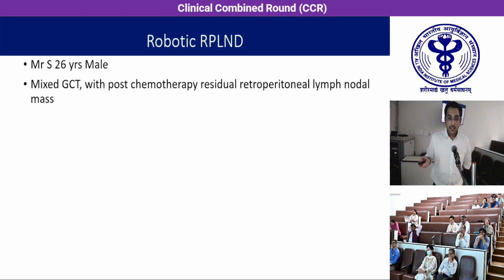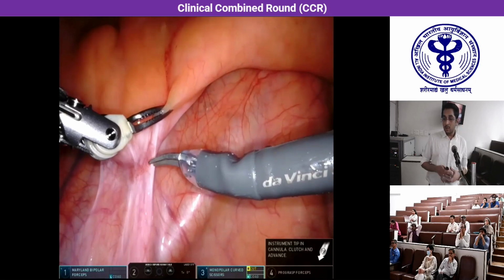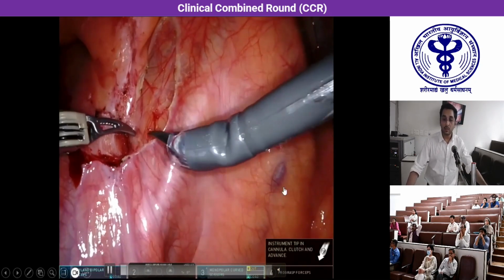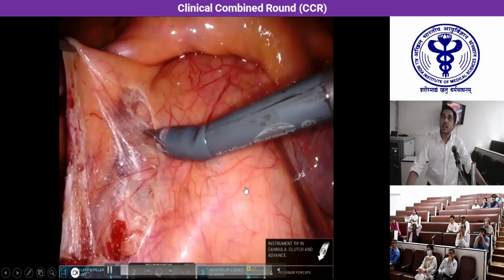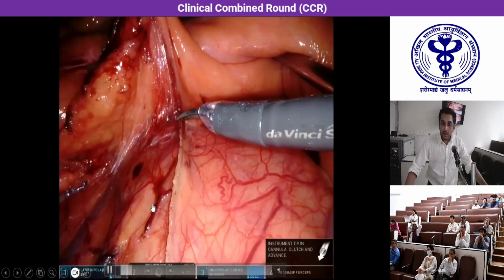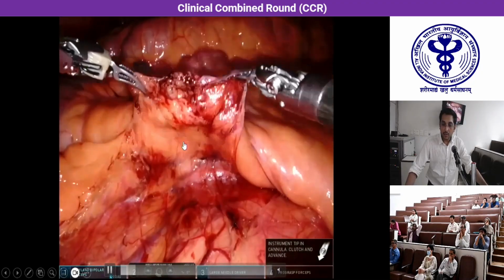This is another case, a 26-year-old gentleman with mixed germ cell tumor post chemotherapy with residual retroperitoneal lymph node mass. We performed a robotic retroperitoneal lymph node dissection, where we started with incising the root of mesentery and exposing the retroperitoneal structures. There you can see the duodenum.